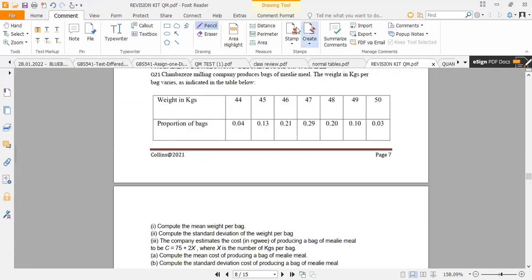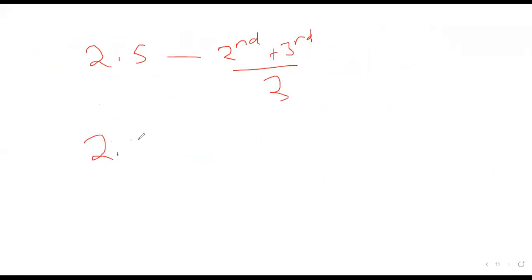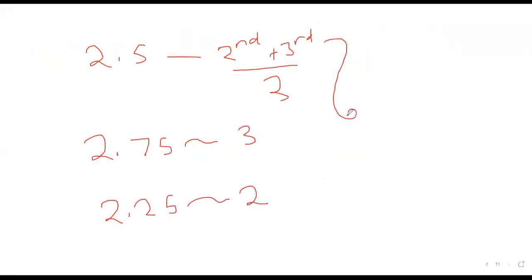I mentioned in the class, when you get a 2.5, what does this mean? It means the second number and the third number, divided by 2. If you get a 2.75, you round off to the nearest number, which is 3. If you get a 2.25, the nearest is 2. All right, this is the order.